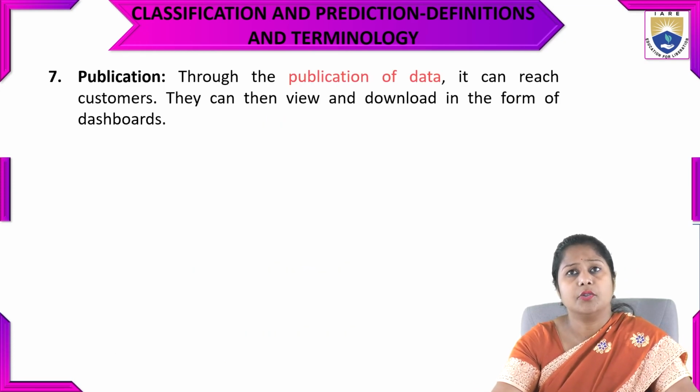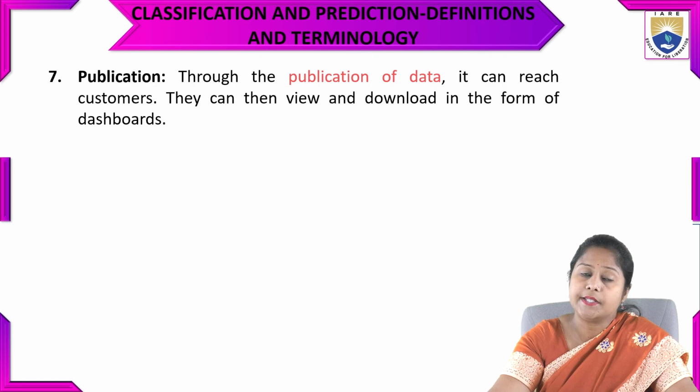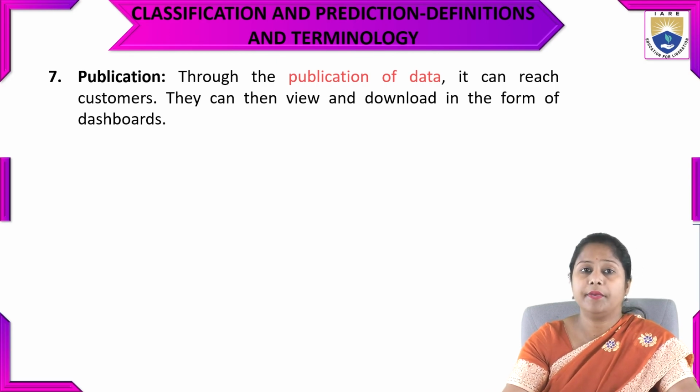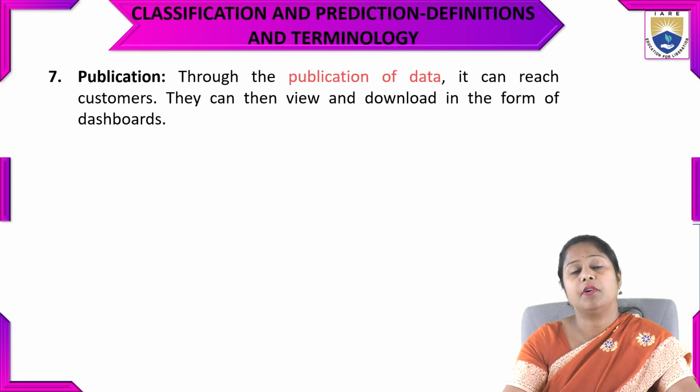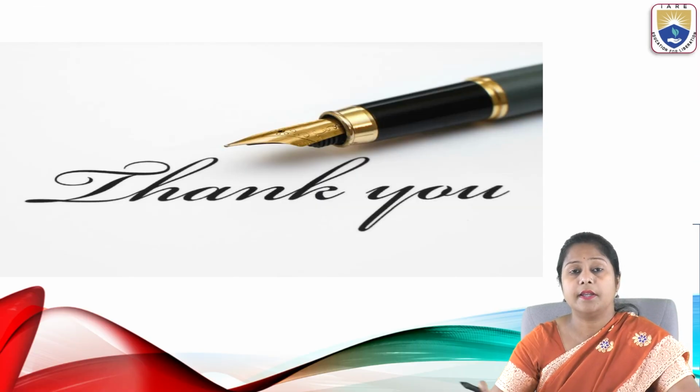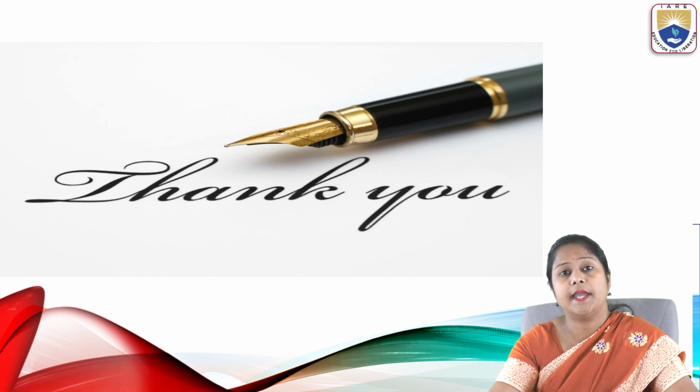Next is publication. Through the publication of data, it can reach the customers. What is the reach of that particular data to the relevant customer? That will come under this. They can view and download these from the dashboard. That will have the visualization, the graphical representation of data, in this phase for the end users. So that was all about classification and prediction, definition, and terminology.